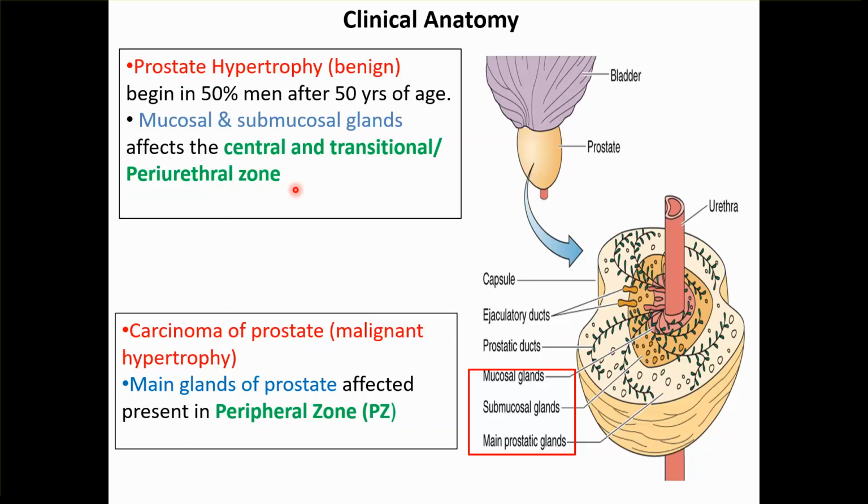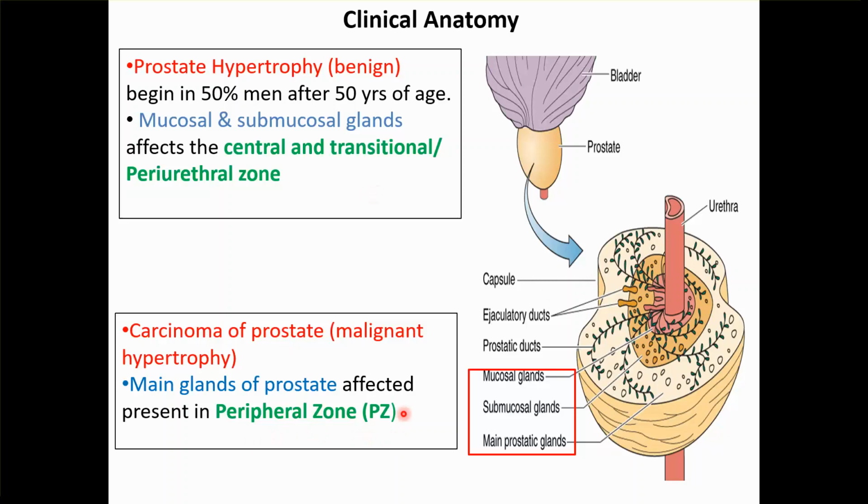Now, in comparison to benign, we go for the carcinoma of the prostate, which is the malignant hypertrophy. It affects the main glands of the prostate, which are present in the periphery. It affects the peripheral zone.